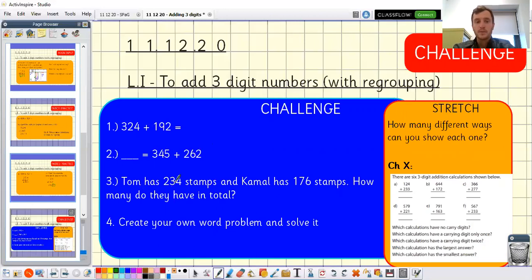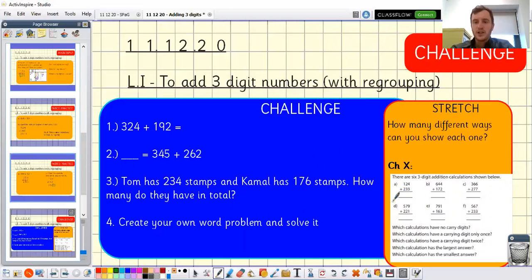Question 3 is a word problem. Tom has 234 stamps and Kamal has 176 stamps. How many do they have in total? We're adding those two together to get our total. And the last one, can you create your own word problem and solve it yourself? If you want a bit more of a challenge, how many different ways can you show each one? I know in class we've used bar models, we've used cherry models, we've used pictures to show it. There might be some others you can think of too. How many different ways can you show it?